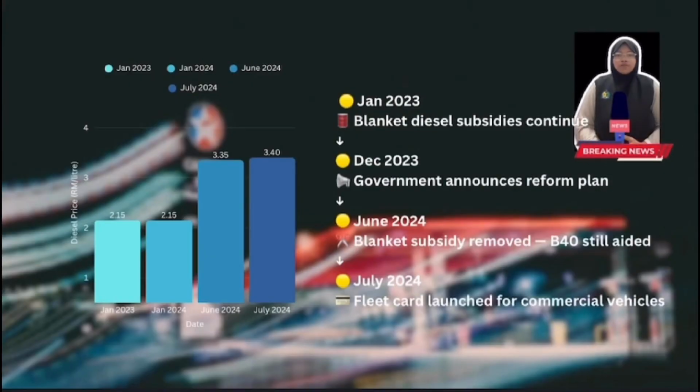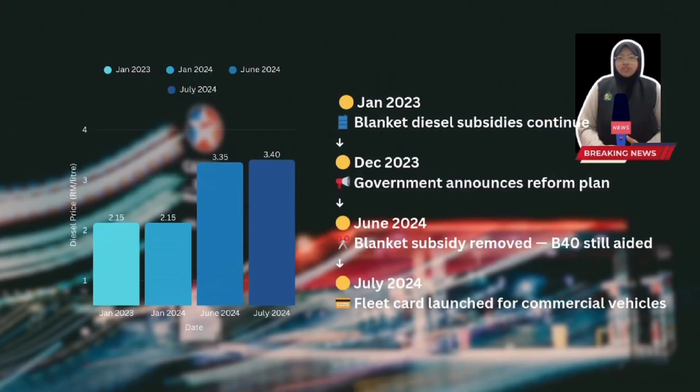To understand Malaysia's inflation trend, we need to look at one major policy shift, the reform of fuel subsidies. In January 2023, the government continued with blanket diesel subsidies, which meant everyone, rich or poor, paid the same low price. By December 2023, a change was announced: a plan to shift towards a more targeted system to reduce leakage and better manage public funds. And in July 2024, the government launched a fleet card system for commercial vehicles, ensuring businesses can still access controlled diesel prices without misuse. These milestones reflect a major policy evolution, one that balances fiscal stability with protection for vulnerable groups.